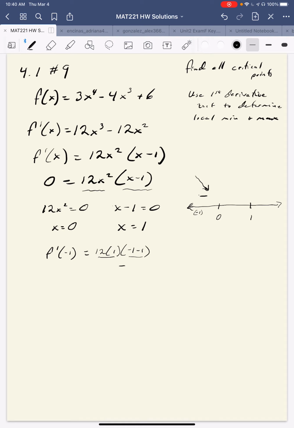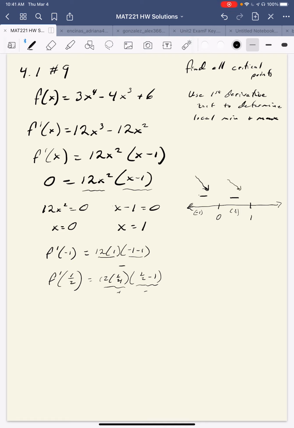Now let's see for some value between 0 and 1. I'll try a half. So f prime at a half would give me 12 times a half squared, which would be a fourth, and then 1/2 minus 1. Again, this is positive and this is negative. Positive times negative is a negative. So again, my first derivative is negative in this region, meaning that my original function is still decreasing.